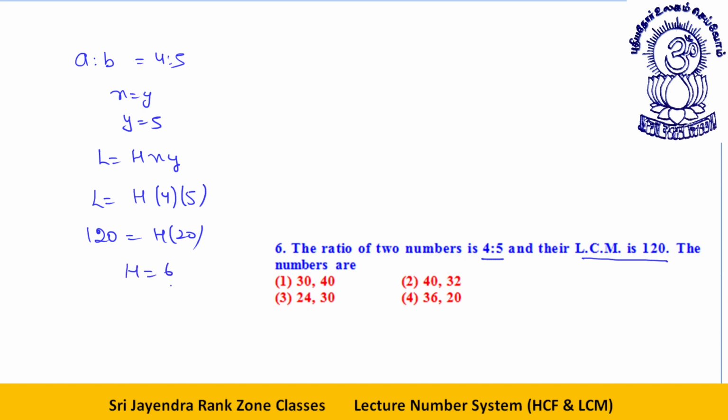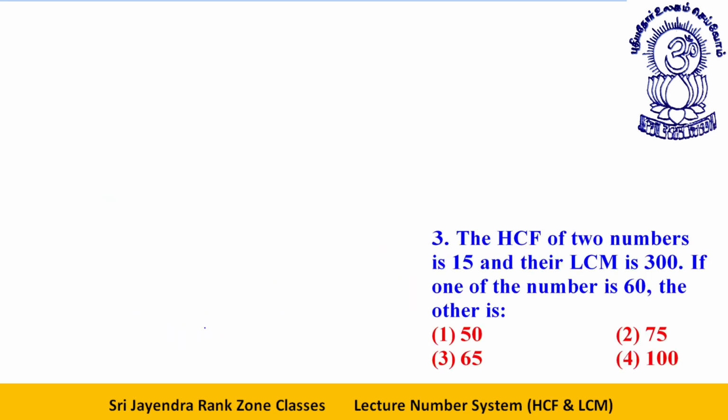HCF is 6. So A is equal to Hx, B is equal to Hy. H is 6, x is 4, y is 5. 24 and 30. This is your answer, my dear students. Okay, I'm sure you must have got it very clearly. Let's look for the next one.